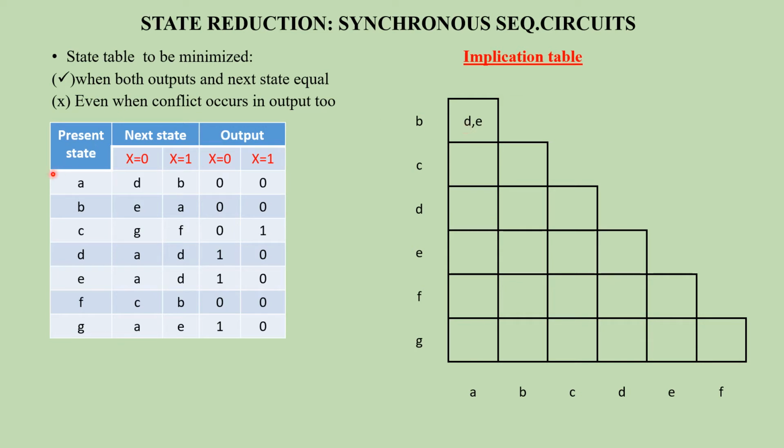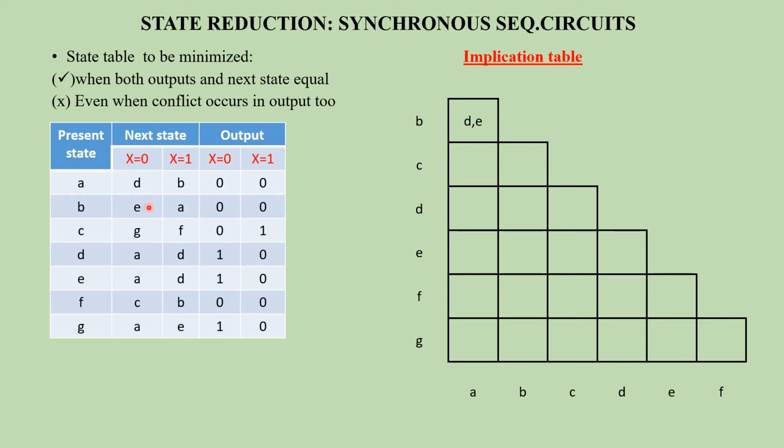While comparing A with B, look at the table. Outputs are same. Now we have an option that we can put a tick mark. But before that we have to look at the next state also, right? So while looking at the next state, here we have a variation.